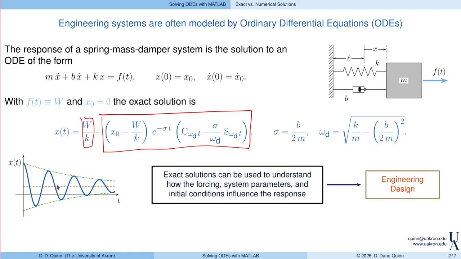Right? We can also identify the frequency of the oscillations, right, given here in terms of m and b and k. The offset that this solution tends to, right, we can define that. That's the weight, or w divided by k. Right, so really, we can use these exact solutions to understand how the forcing, the system parameters, and the initial conditions, right, x naught here, influence the response. And the reason that we want to do this is because as engineers, we want to design things, right? So we want to be able to pick the system parameters so that we get good performance, right? So that's great. Exact solutions allow for that.